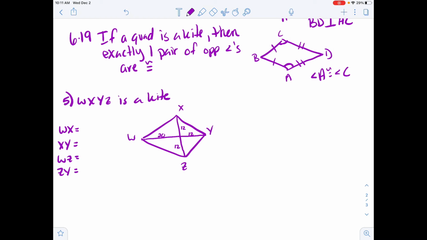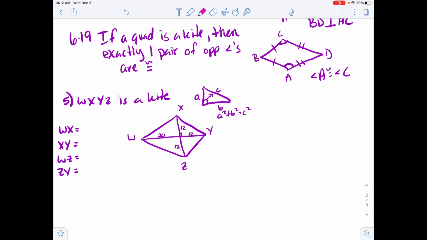Now if this is a kite, what do we know about the diagonals? We know that the diagonals meet at 90 degrees. They're perpendicular. Anytime we have a right triangle, remember we can go back to Pythagorean theorem to find the third side. So if I have a right triangle up here, I have A, B, C. Remember your C is always across from the 90. Your Pythagorean theorem is A squared plus B squared equals C squared. So we're going to use that to find WX and XY.